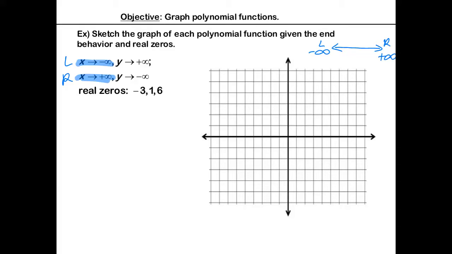And then my y tells me up or down. So if I look at the y-axis, going upwards is positive infinity, and going down is negative infinity. For my first one here, it says y goes to positive. So on the y-axis going to positive, that means it's going to go up. And then the second one says y goes to negative. And so if I look at the negative, that means it's going to go down.